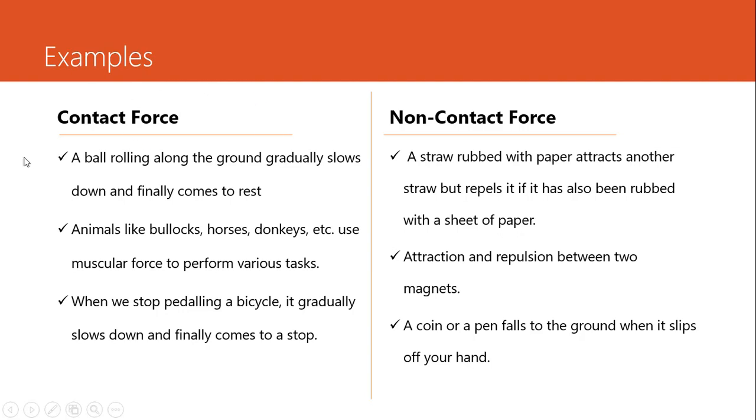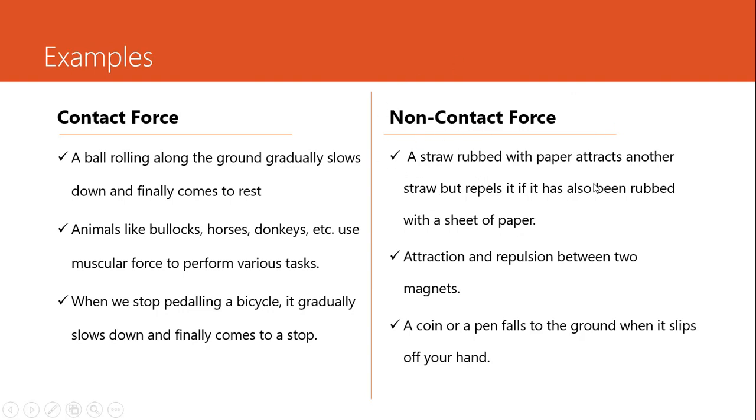Examples of contact force and non-contact force. Contact force. A ball rolling along the ground gradually slows down and finally comes to rest. This is because of friction. Animals like bullocks, horses, donkeys use muscular force to perform various tasks like carrying goods. This is due to muscular force. When we stop pedaling a bicycle, it gradually slows down and finally comes to a stop. This happens due to friction.